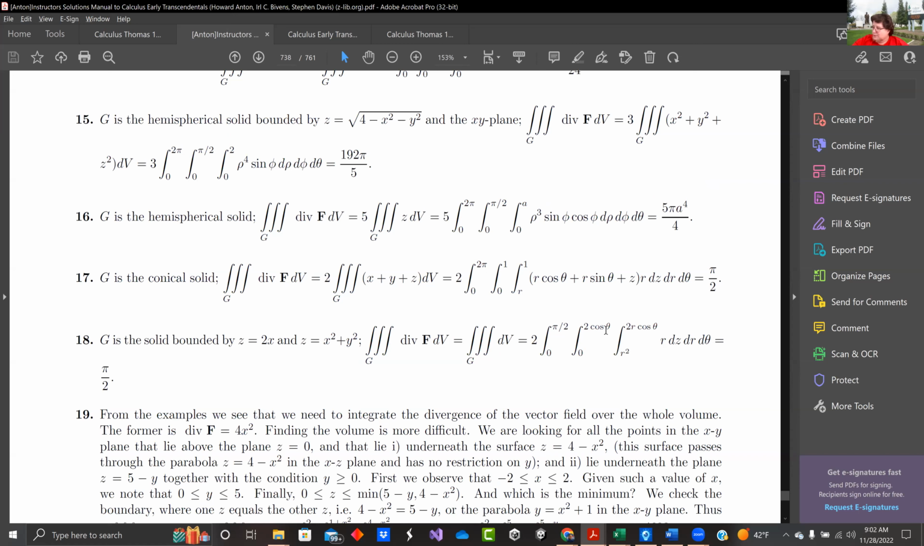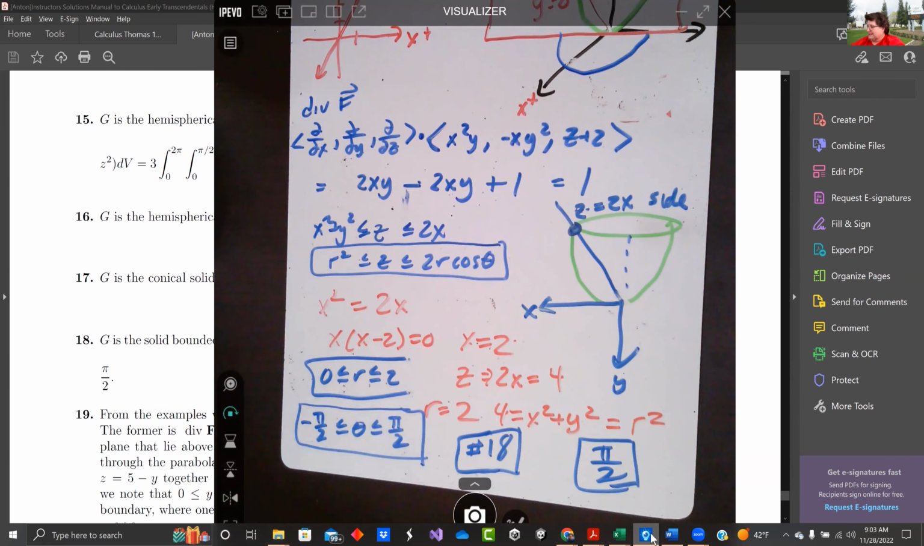Oh, they did. Oh, that was smarter. Oh, it does go off that. Oh, yeah, my R is bad, because R is changing as I go out. R is 2 cosine theta. I had that right here. Son of a bitch. So R equals 2 cosine theta.